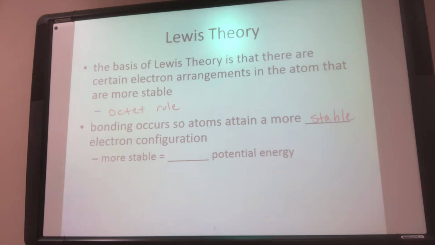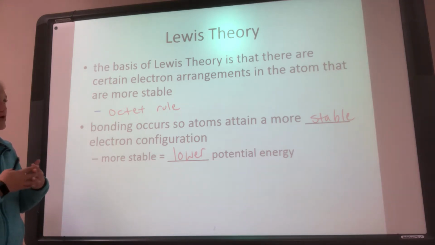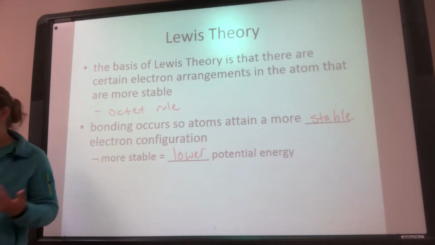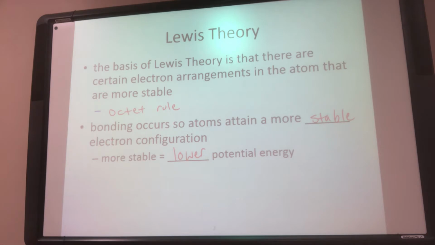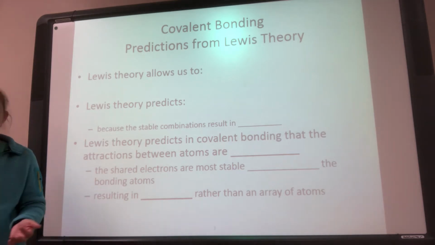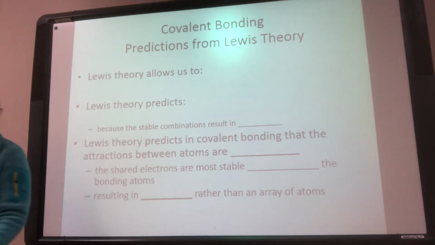The more stable, the lower the potential energy. So we're going to lower the energy and make it more stable by making bonds, and atoms will only make a bond if they're able to reach this octet rule. So why is this going to be helpful? Lewis theory is going to allow us to make a lot of predictions, and a lot of things we'll be able to determine based on it.